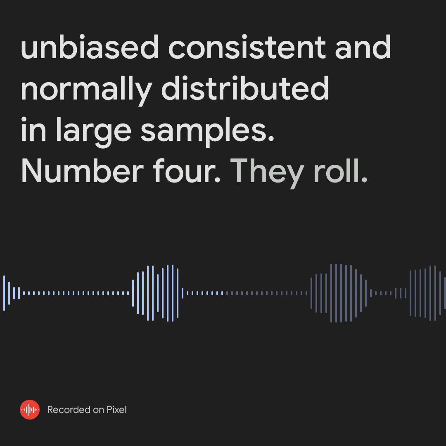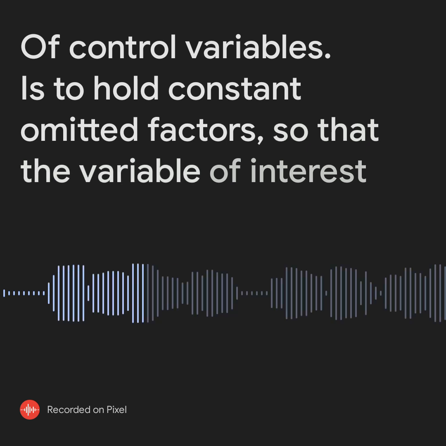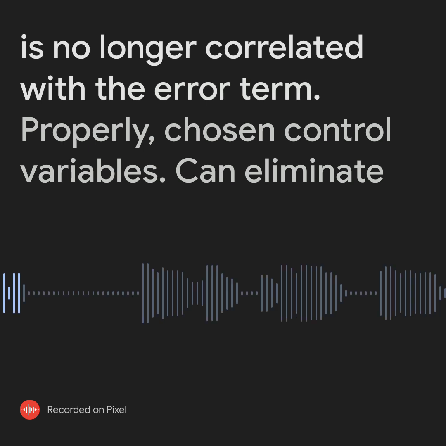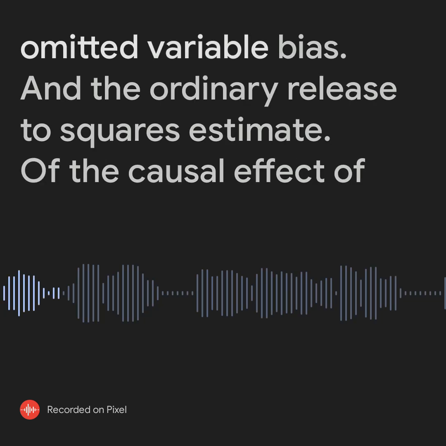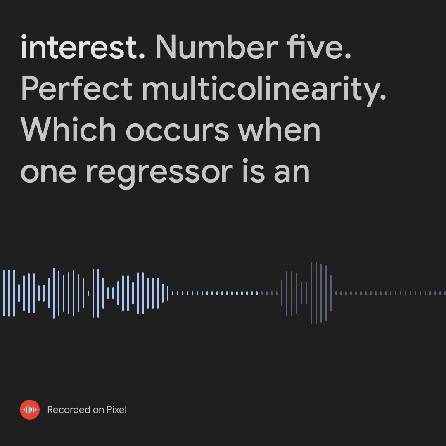Number 4, the role of control variables is to hold constant omitted factors so that the variable of interest is no longer correlated with the error term. Properly chosen control variables can eliminate omitted variable bias in the ordinary least squares estimate of the causal effect of interest.